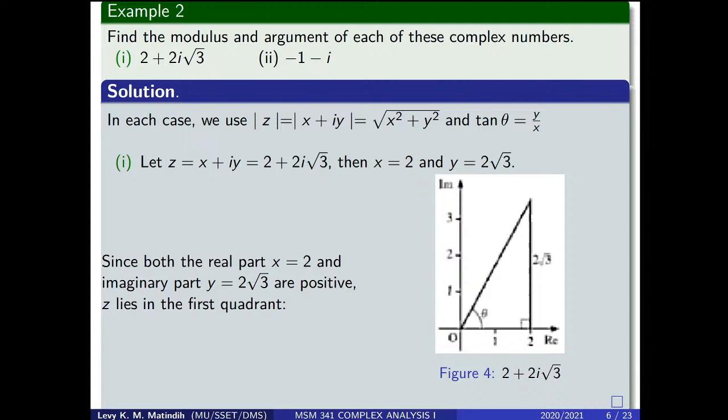Now, let's look at this. The real part and the imaginary part of this complex number are both positive. What does this mean? This means our complex number lies in the first quadrant, where both the real part and the imaginary part are positive, as you can see from this diagram. Remember, 2 times the square root of 3 is a number which is 3 point something.